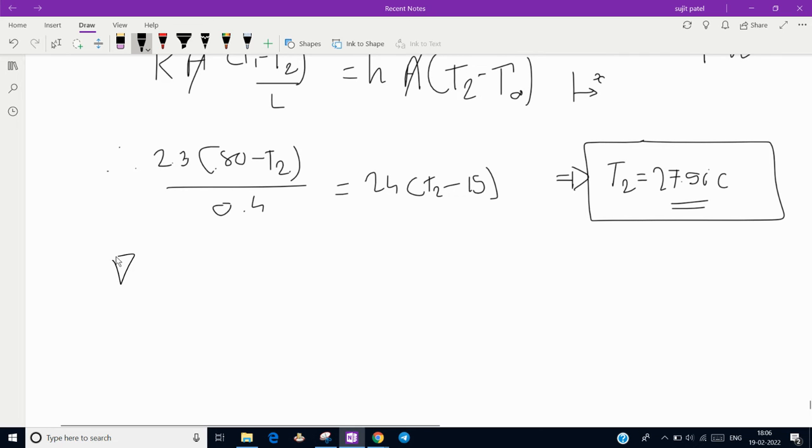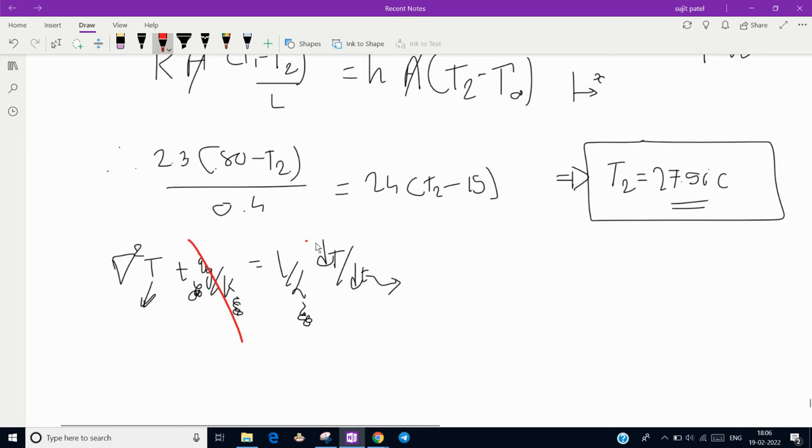So the generalized heat conduction equation we can write as del square of T plus Qg by k is equal to 1 upon alpha dT by dt. Here let me tell you the meaning of this notation. T is temperature, Qg is heat generation, k is thermal conductivity, alpha is the diffusivity, and small t represents time. Now here it is written no heat generation, that means this term will get cancelled out, and steady state we have assumed, so this term will get cancelled out.